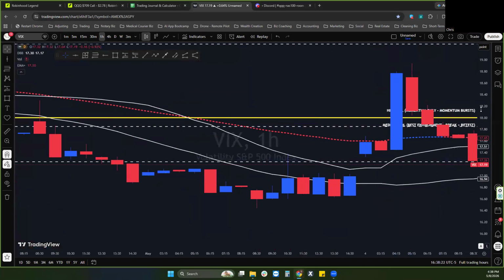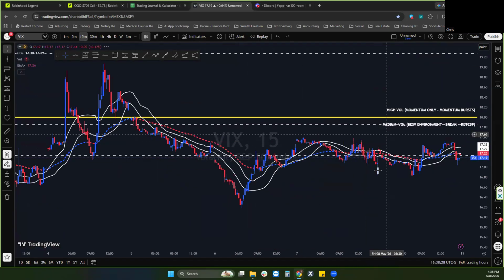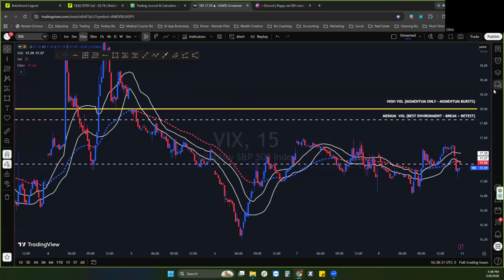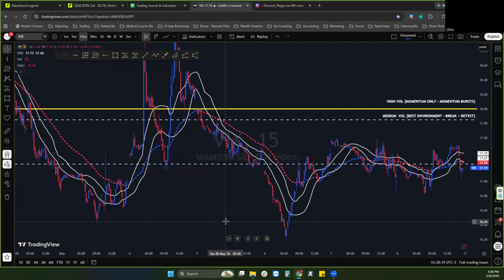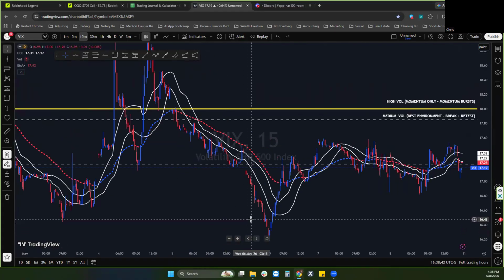Have that marked up here at 18. Let's get down to a lower time frame. So below 18 is the best environment for break and retest. As you can see, volatility is below 18. Okay. Going back to May 6th, which is where we are right here. Price is below the yellow line, which is what I've marked up as a key level for volatility. So medium volatility, best environment for break and retest. May 6th, it's below that. All right. So that's what we're looking for.